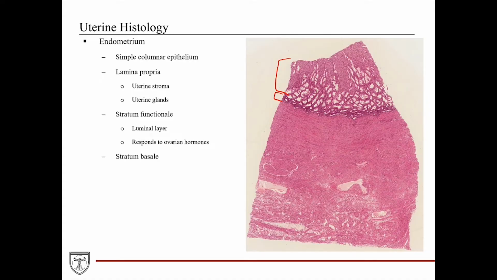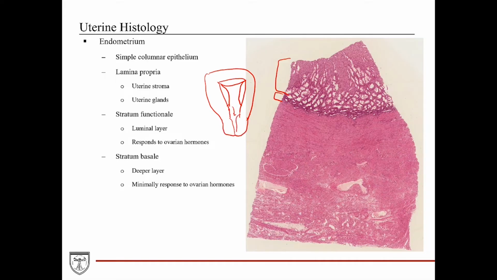The stratum basale, or the basal layer, is the thinner and deeper layer that contains the stem cells of the uterine glands. So this layer actually does not thicken or shed in response to the ovarian hormones. So they're minimally responsive to the ovarian hormones. And what's interesting about the uterus as a whole is that the endometrial tissues in the fundus and the body tend to have a pretty plush stratum functionale. However, as the endometrium gets closer and closer to the cervical region down here, the inferior portion of the endometrium has mostly the stratum basale rather than the functionale.